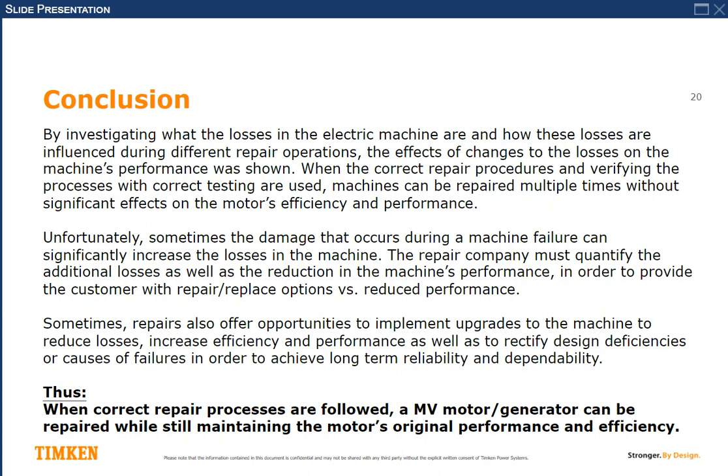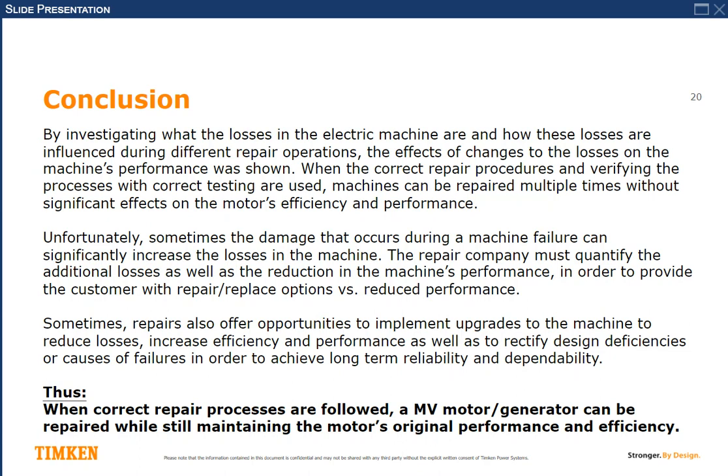Unfortunately, sometimes damage occurs, for instance, on a stator core, that will require us to do something to the core. Sometimes it's a restack, sometimes it's a core replacement, which costs more time and more money. But it's important to give the customer that option and say, this is where your machine is, this is the model performance of the machine currently, and this is what will happen to the machine if we repair it as is.